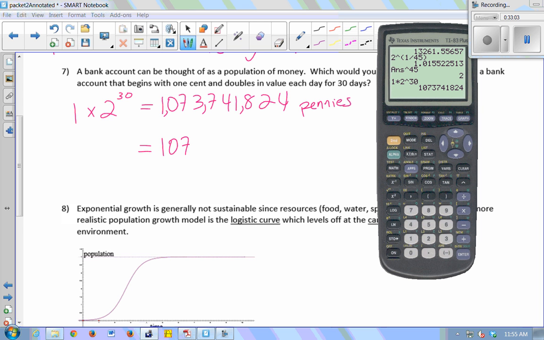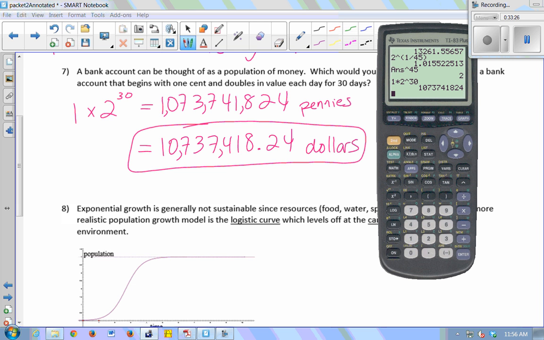So I'm going to have 1,073,741,824 dollars. Okay, so I end up with $10,737,418.24. So this is a much better deal than the $1 million. It's 10 times as much money.